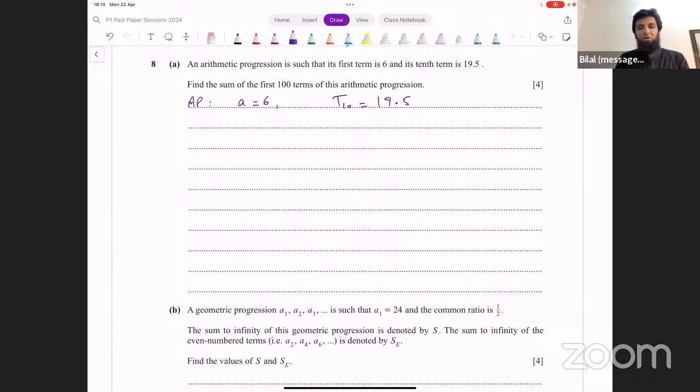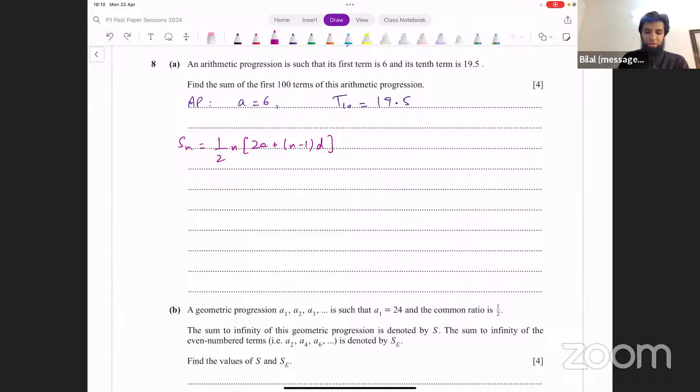Now, what's the sum formula for an AP? It's half n into 2a plus n minus 1 times the difference. You could use this or the other formula, but for that you'll need the 100th term as well. It's easier to use this one.